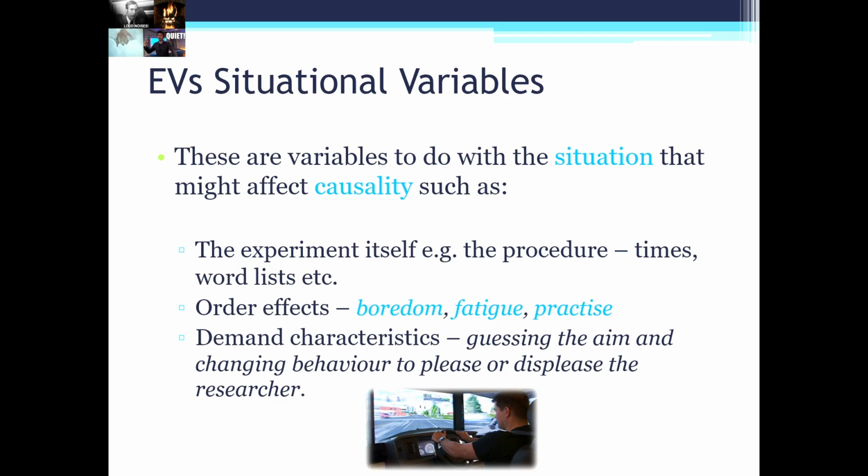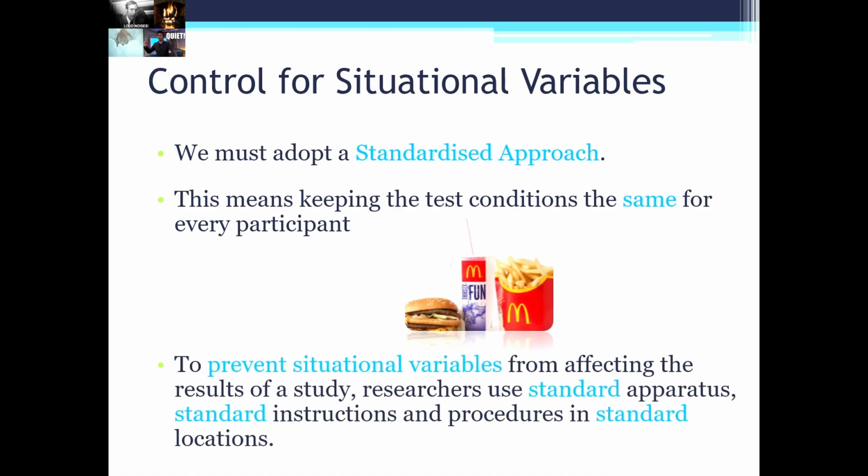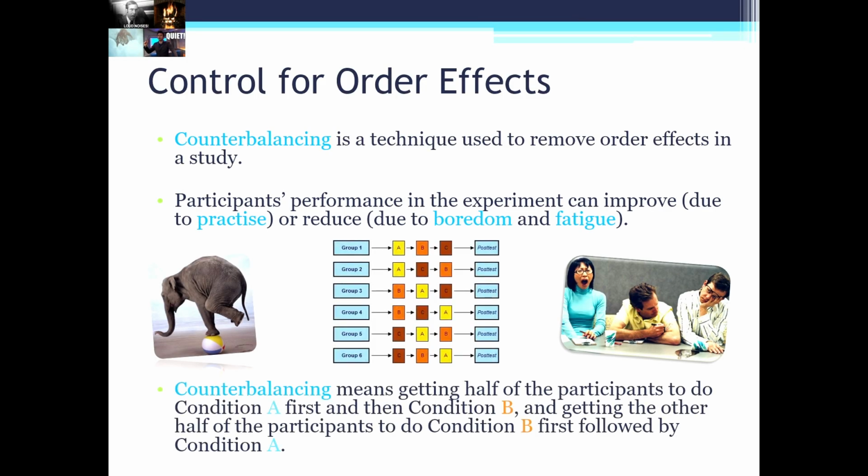So that could be an example of a situational variable that might have an impact. Now, a way to control for most of them, particularly if they're about the procedure, is just to standardise the procedure. Make sure everything is the same for all participants. So the same time, the same word list, things like that. And then a technique for minimising the impact of order effects. It doesn't remove them, it just minimises the effect because they're in both conditions.